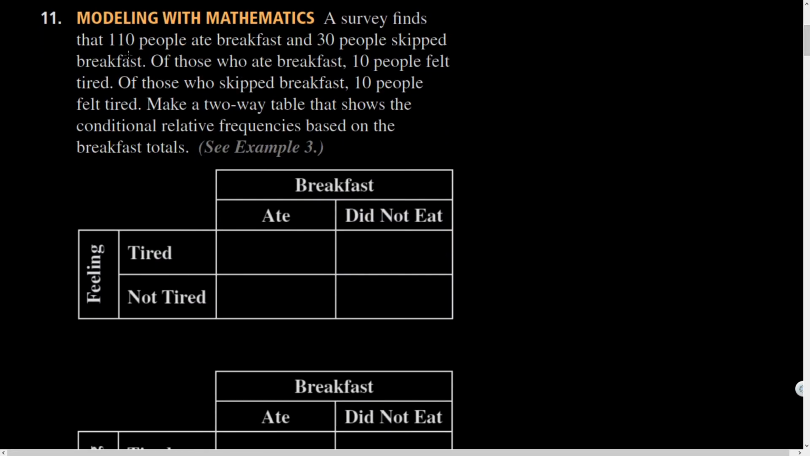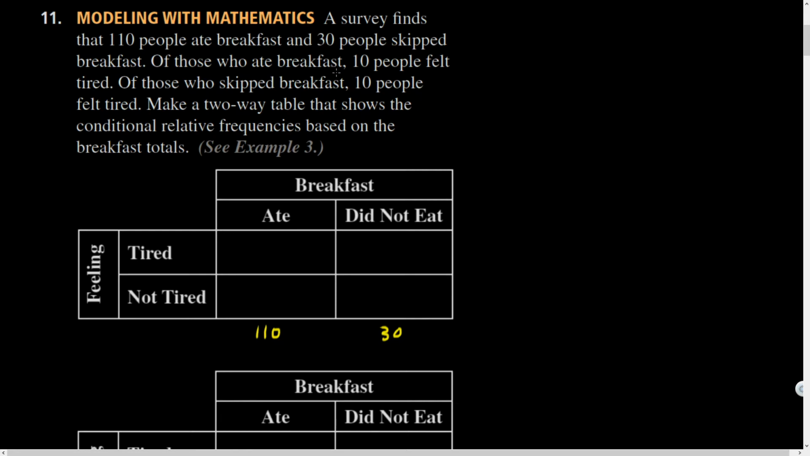Let's see. Here's modeling with mathematics. A survey finds that 110 people ate breakfast. And so I'm actually going to make a frequency table before I do a relative frequency table. I always find that it's helpful. And this is, by the way, the total number of people that ate breakfast. And even though my little table here didn't have a totals margin, I'm putting it in the margin anyway. And 30 people skipped breakfast, so we'll put them in the did not eat category.